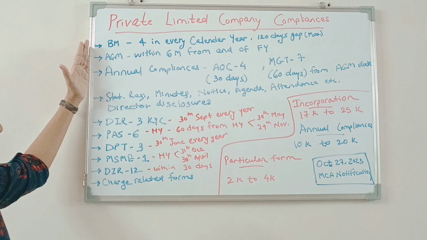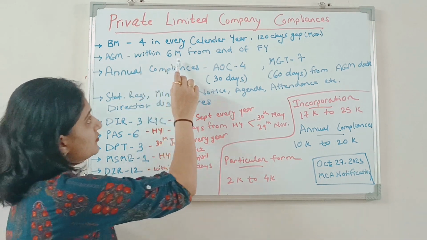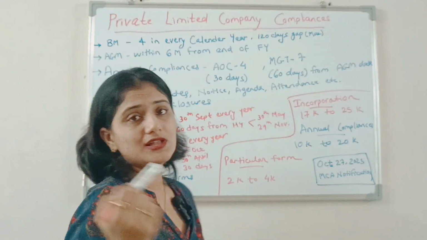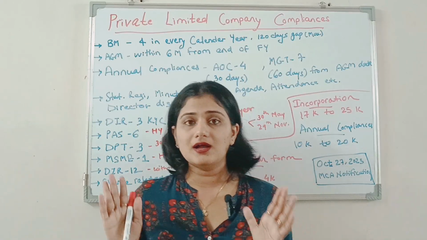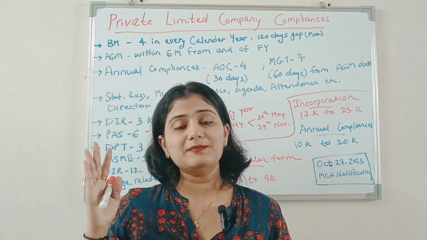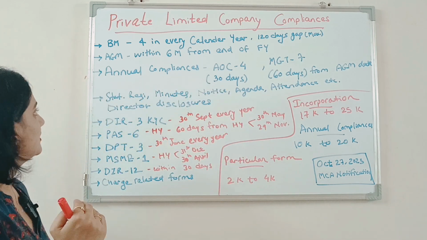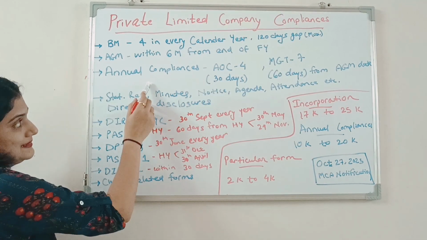Now talking about the annual general meeting. So AGM has to be conducted within a period of 6 months from the end of the financial year. So the financial year ends on 31st March every year, so you have to conduct the annual general meeting by 30th September every year. Okay. Now next, annual compliances.